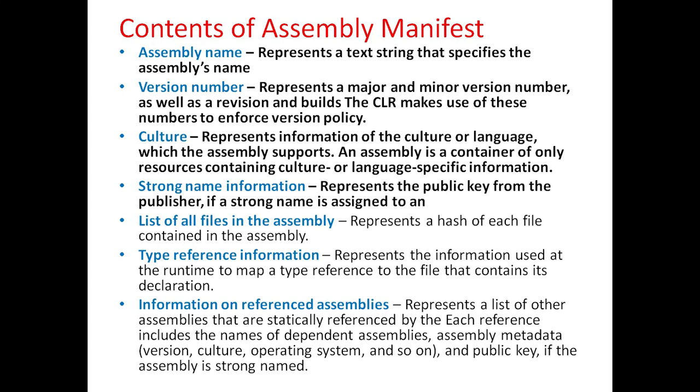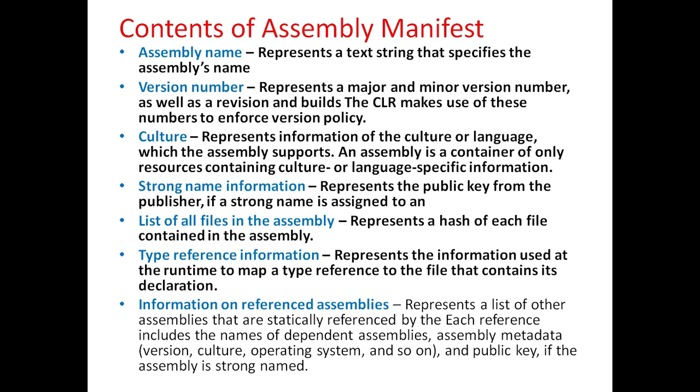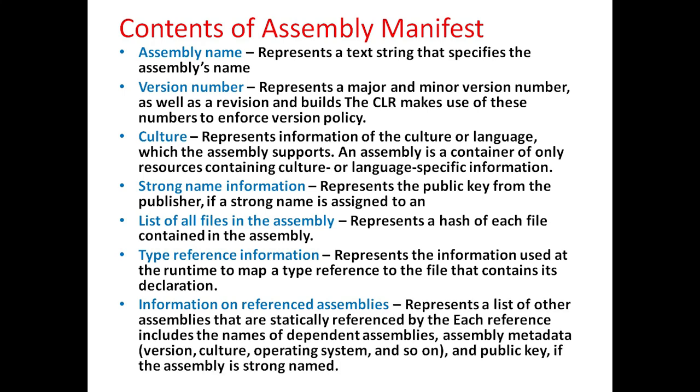Strong name information. It represents the public key from the publisher if a strong name is assigned. List of all files in the assembly. It represents a hash of each file contained in the assembly. Type reference information. It represents the information used at runtime to map a type reference to the file that contains its declaration. And information on referenced assemblies. It represents a list of other assemblies that are statically referenced by each reference. Includes the name of the dependent assemblies, assembly metadata, that is version, culture, operating system, and public key if the assembly is strong named.